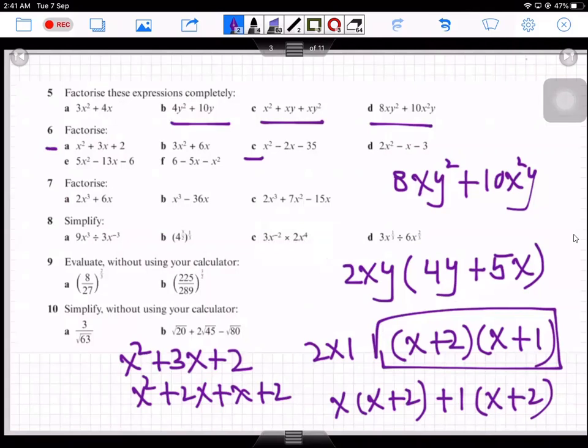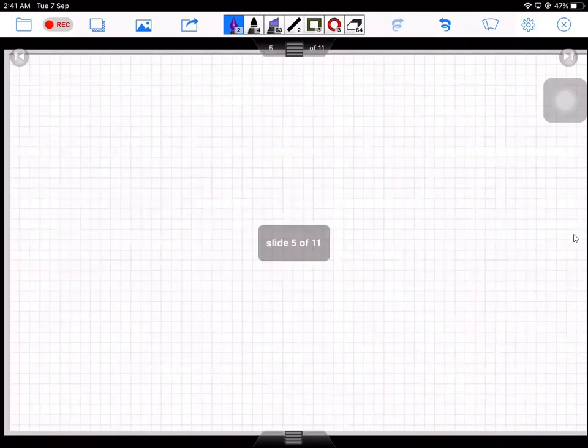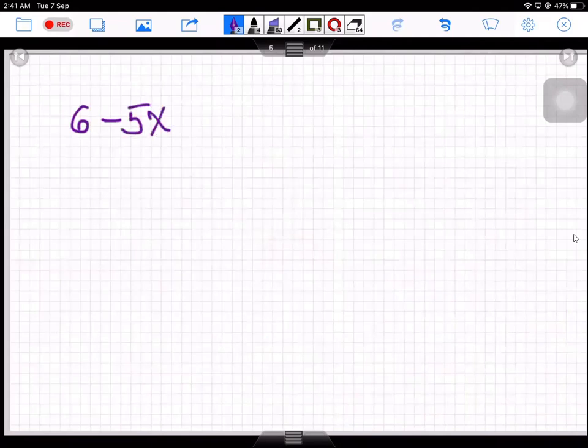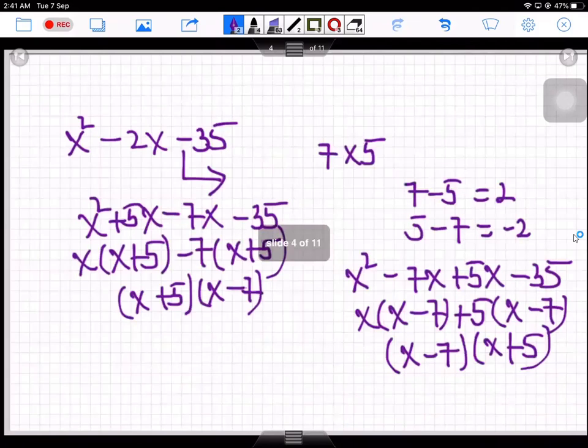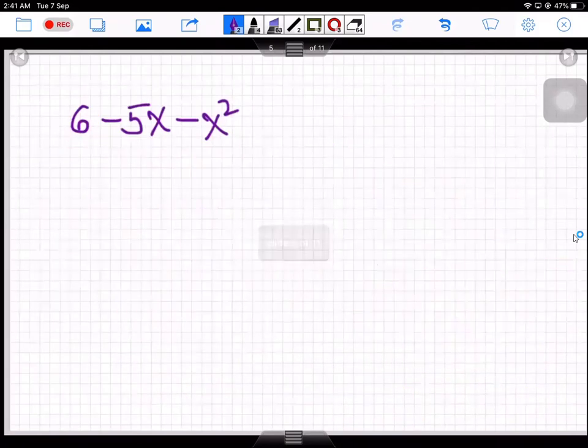Let's have a look at this one, part F. Here basically the coefficient of x square is negative. So how to deal with such types of questions? 6 minus 5x minus x square. Now you need to understand the concept carefully over here. You need to see it step by step. First of all, I'm going to make this question easier for you. Let's rearrange the terms like this: minus x square minus 5x and then positive 6.